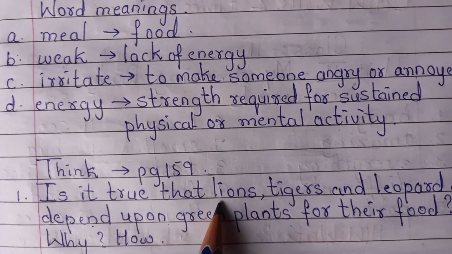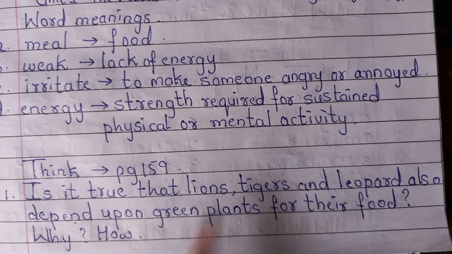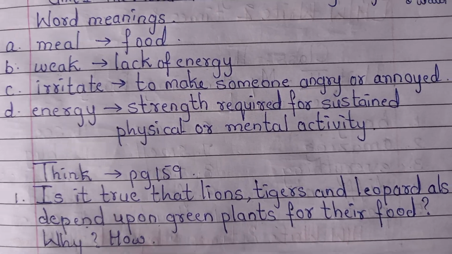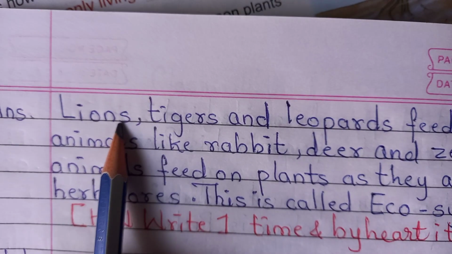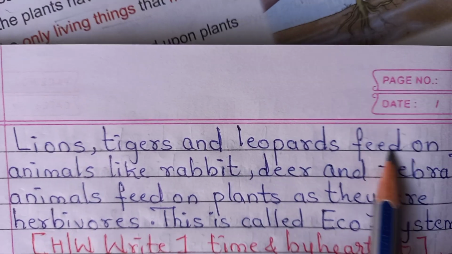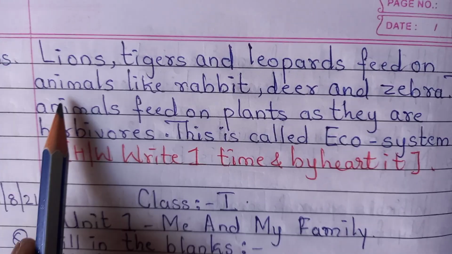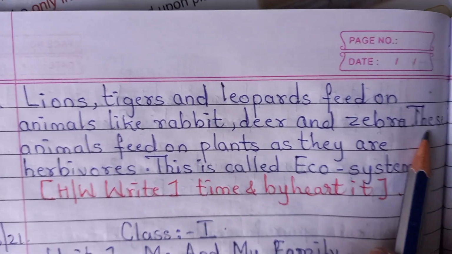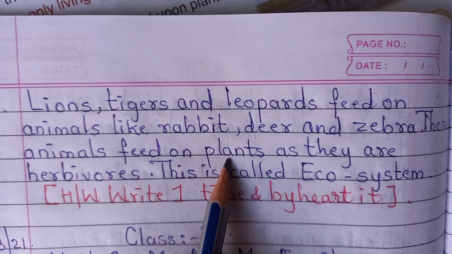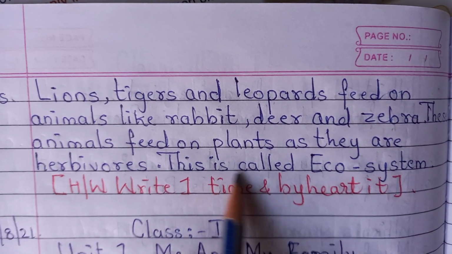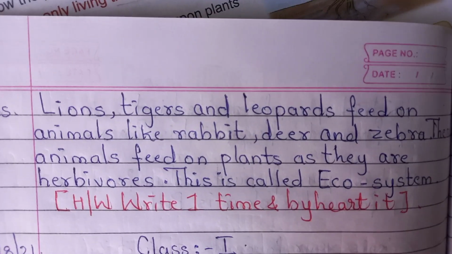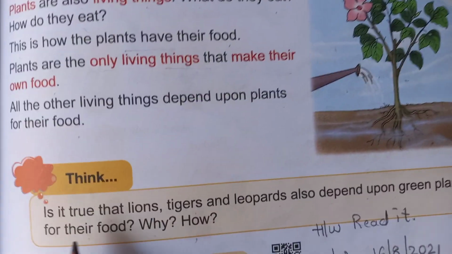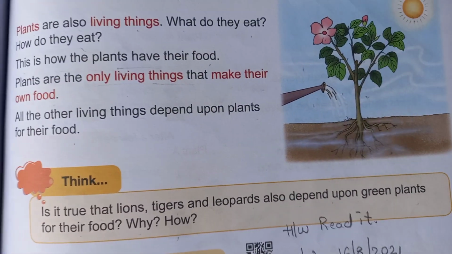Is it true that lions, tigers and leopards also depend upon green plants for their food? Why and how? Shall we read the answer? See children, lions, tigers and leopards feed on animals like rabbit, deer and zebra. These animals feed on plants as they are herbivorous. This is called ecosystem. So children, you can write it and you can practice it by heart. Come to the next one. See children, this question and answer we have read from our notebook.